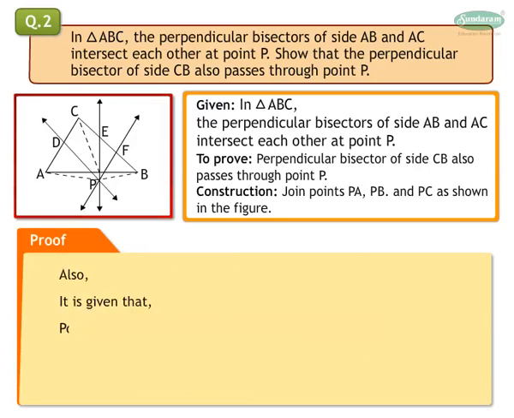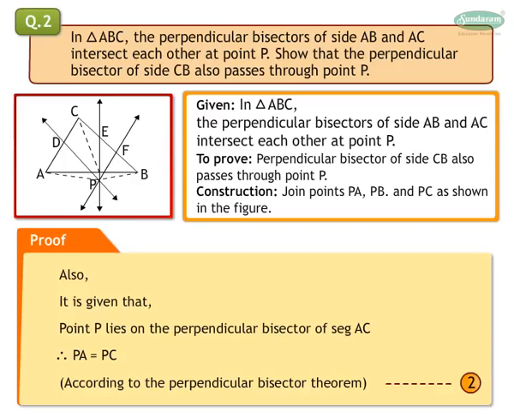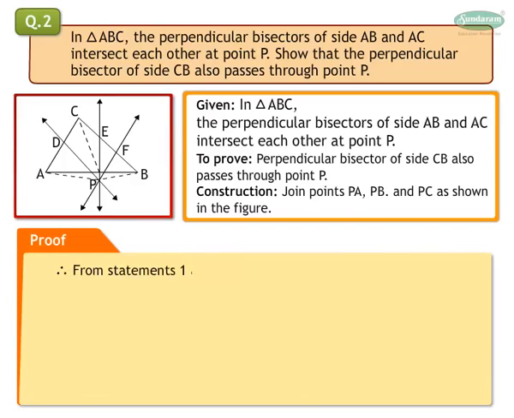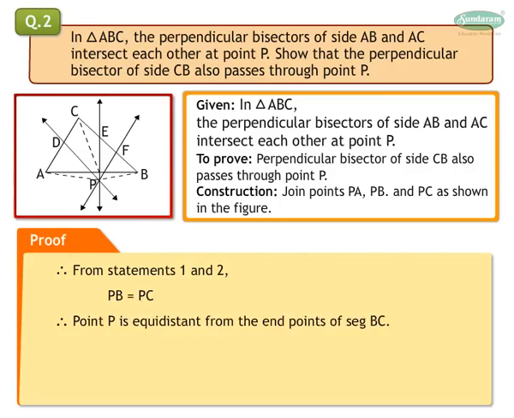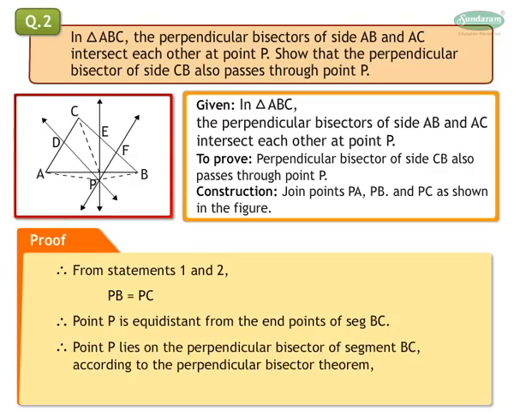Also, it is given that point P lies on the perpendicular bisector of segment AC. Therefore, PA is equal to PC, according to the perpendicular bisector theorem. Let us mark it as statement 2. Therefore, from statements 1 and 2, we can say that PB is equal to PC. Therefore, point P is equidistant from the endpoints of segment BC. Therefore, point P lies on the perpendicular bisector of segment BC, according to the perpendicular bisector theorem.